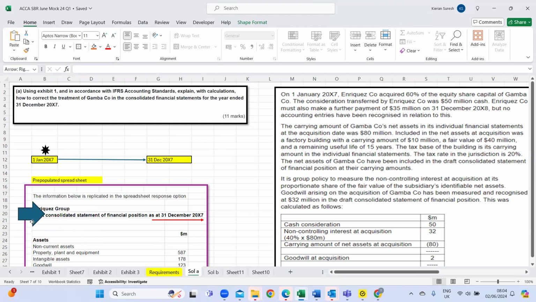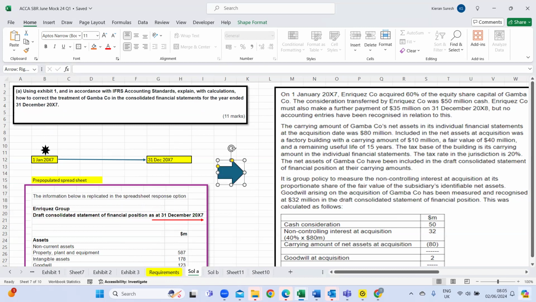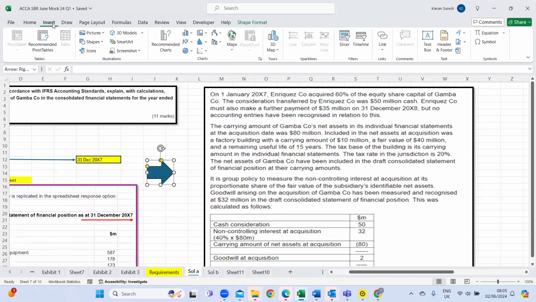The next point we need to understand is the date on which this was prepared. This is another very important bit. We know the year ended 31st of December 2017, and you can see the pre-populated spreadsheet was also given for 31st of December 2017. Now the important bit is when we start reading the question requirement. Let's read this requirement one by one.